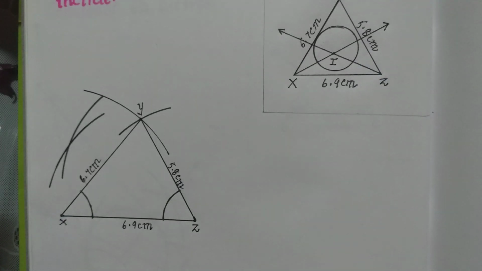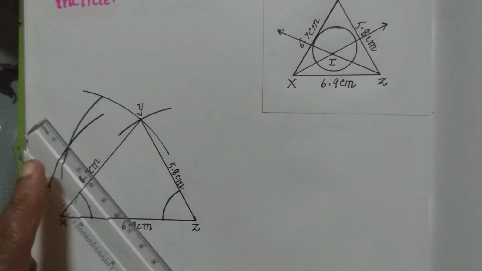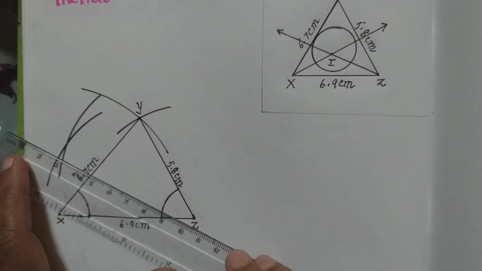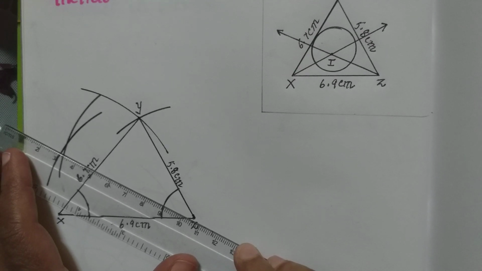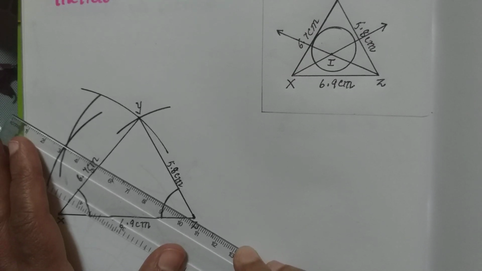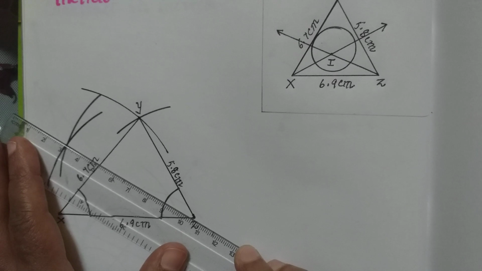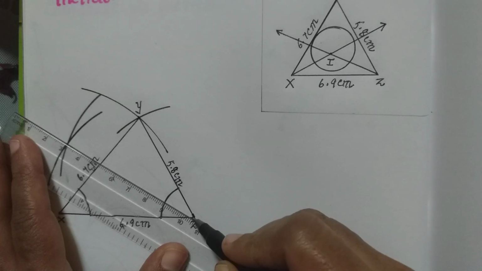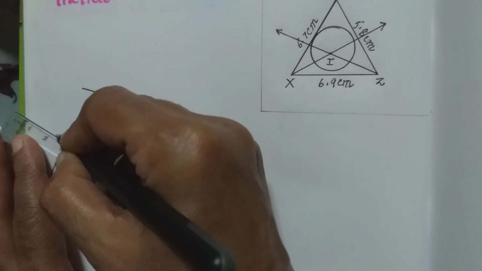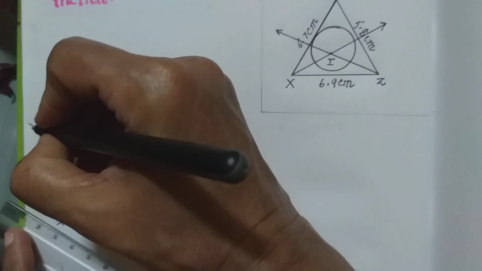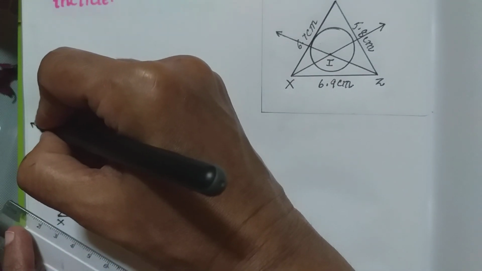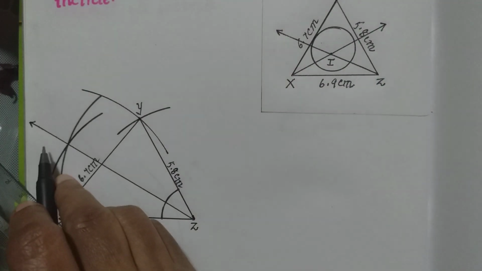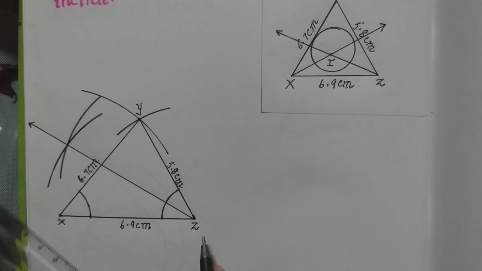So once this is done, I now take the scale and draw the angle bisector passing from the vertex Z to the point of intersection of these two arcs. So this is drawn now, and now I mark this. So this is the angle bisector of angle Z.